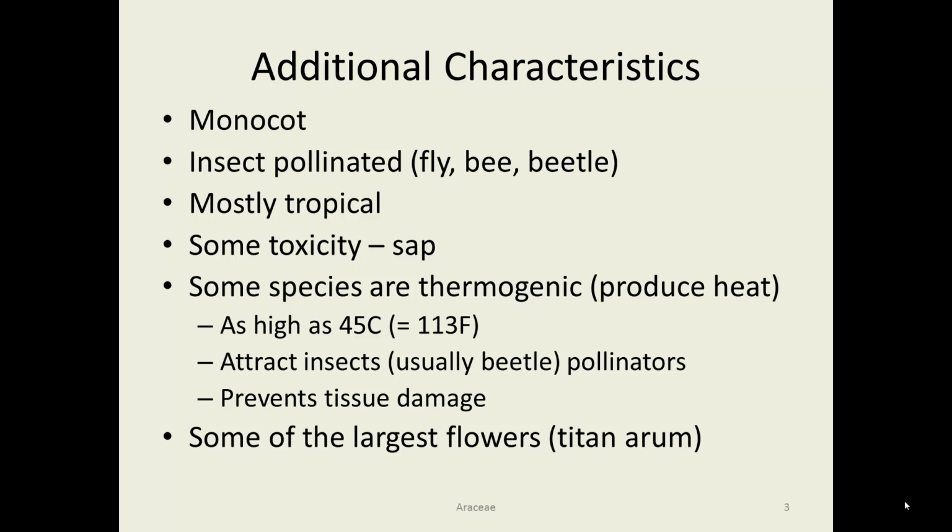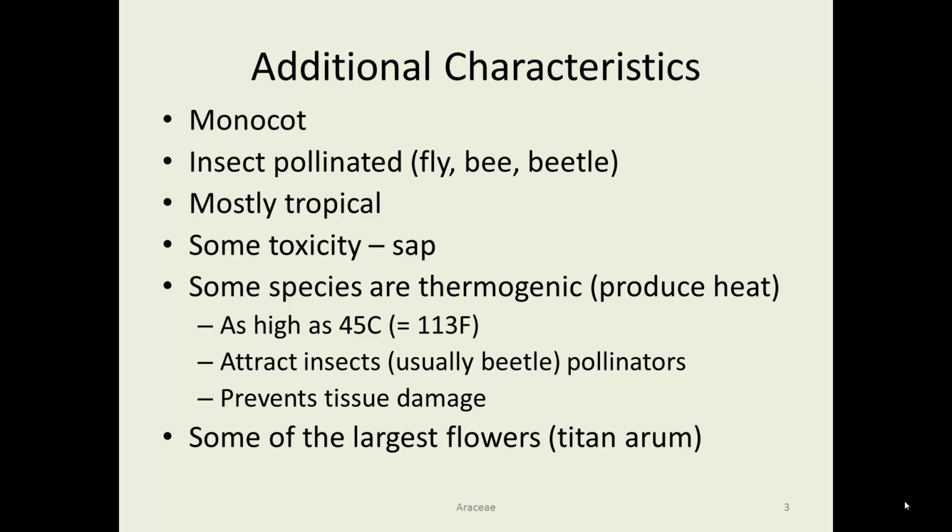Additional characteristics of this plant family: it is in the monocot group, so we look for flower parts and plant parts in threes, and parallel leaf veins, along with quite a few other characteristics, fibrous root system, and so on. It is insect pollinated, which means flies, bees, beetles, and also means that the flower is going to be set up one way or another to attract flies, bees, and beetles to aid in pollination. It's mostly tropical. Some of them are occasionally used in landscaping even, but only in areas where they are not going to experience cold winter because they're not particularly cold hardy.